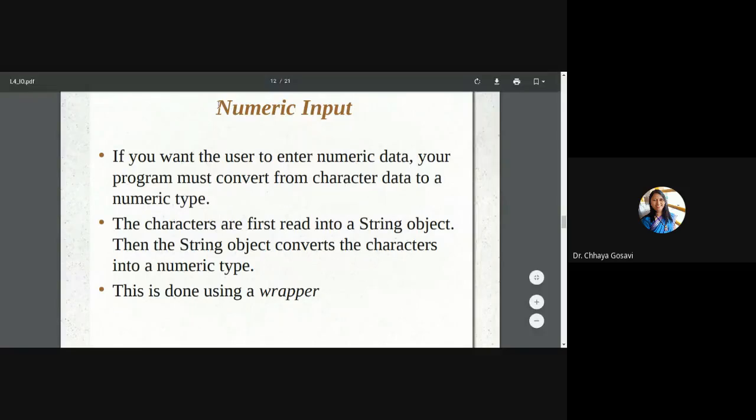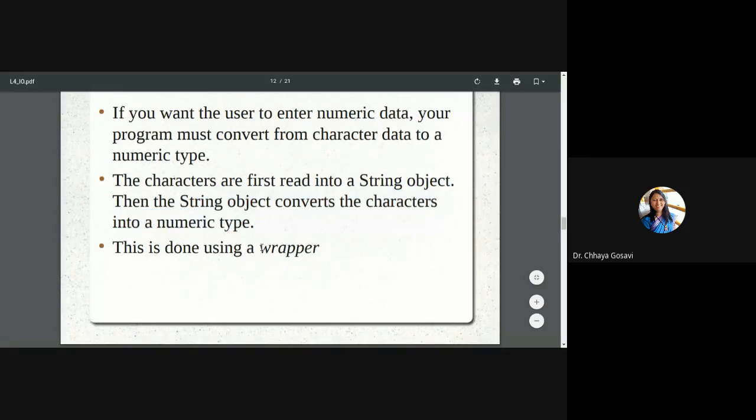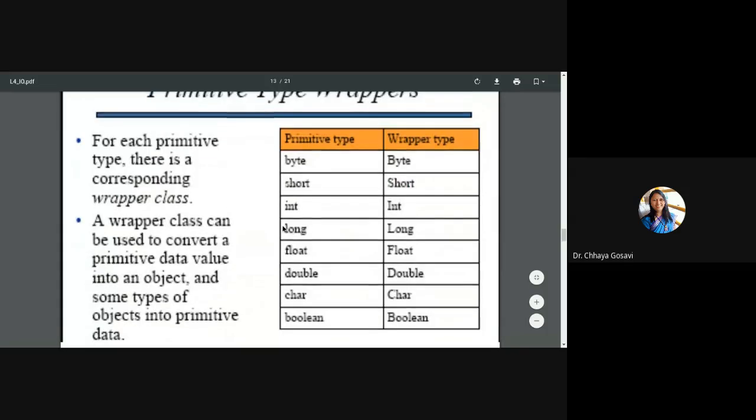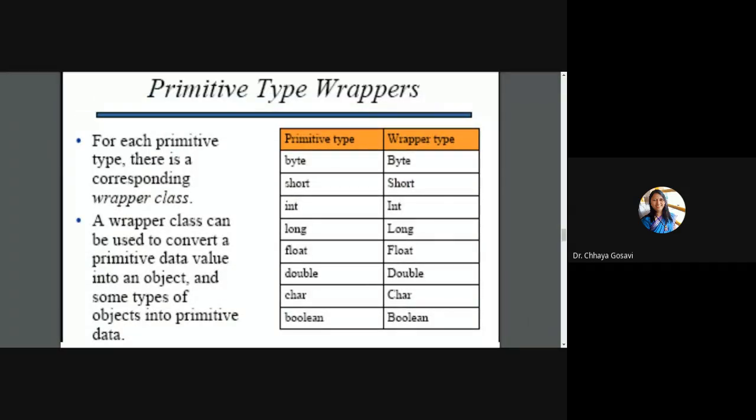But we want numeric input. So if you want the user to enter numeric data, your program needs to convert this character, that is string data, to a numeric type. The characters are first read as a string object, and then the string object we need to convert to the numeric type, integer, float, double, etc. And this is done using wrapper classes. These wrapper classes are available in Java because Java is a pure object oriented language, and it deals with classes and objects only.